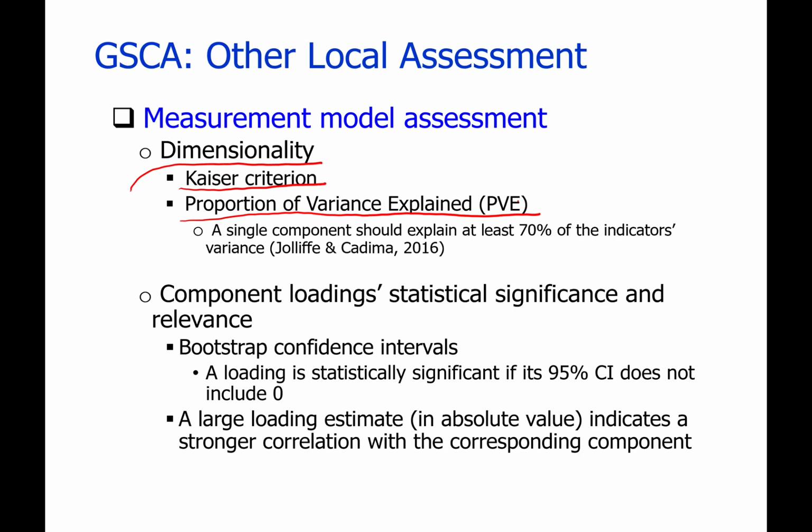Importantly, we're also going to look at the statistical significance and relevance of component loadings in the measurement model. Again, loadings simply indicate the influences of components on their indicators. These loadings should be statistically significant, and relevance means they should be large. If you have large loading values, the corresponding indicators are more relevant to the component. So we can check the bootstrap confidence intervals to check statistical significance and to look at the sizes of loading estimates. By doing these things, we can check the quality of the measurement model as a whole.